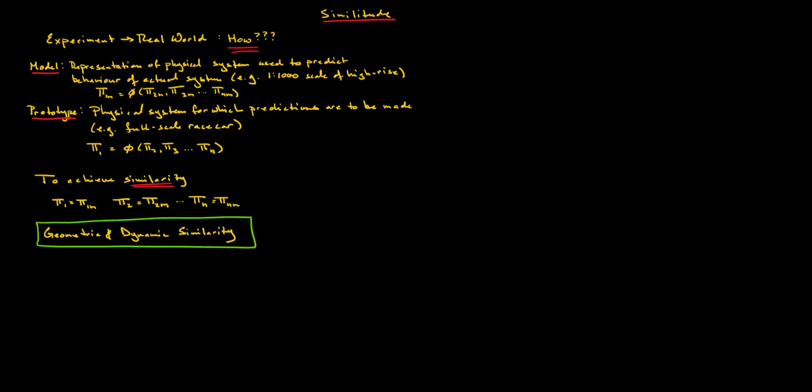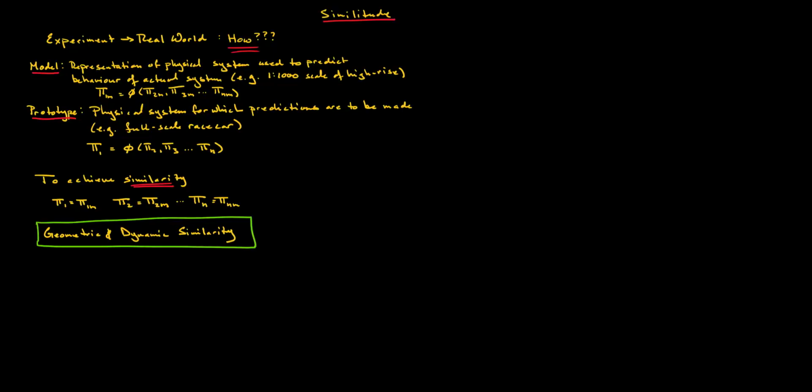Okay, in the previous video, we have seen how to reduce the parameter space of a potentially complex fluid mechanics problem using the Buckingham Pi theorem and the method of repeating variables. So now we've seen how to reduce the complexity of an experiment, but how do we go from the experiment to the real world? And this is the domain of similitude.